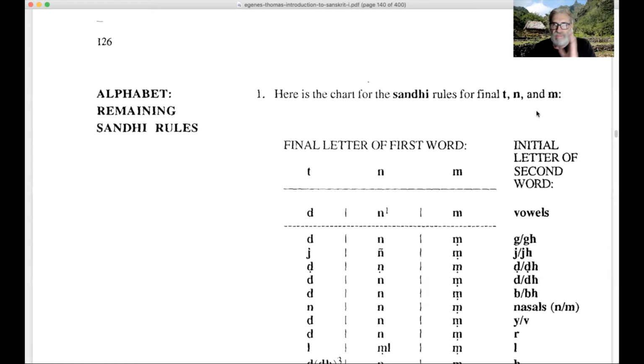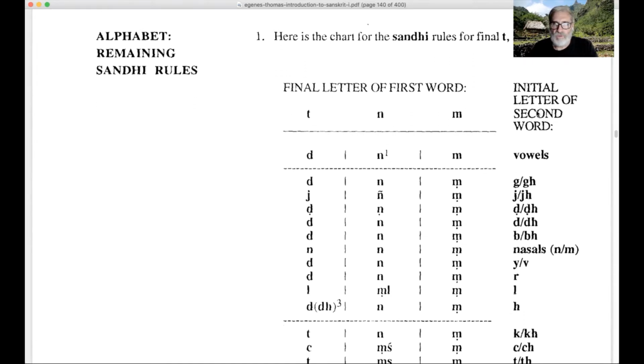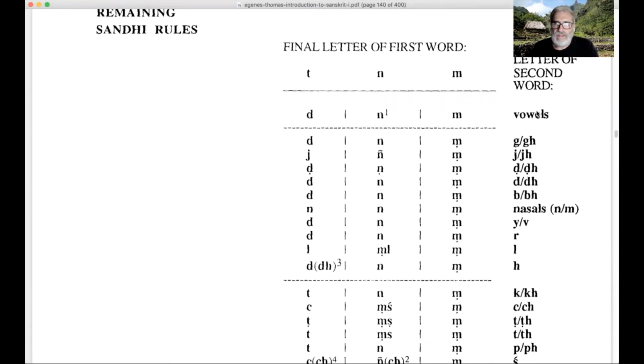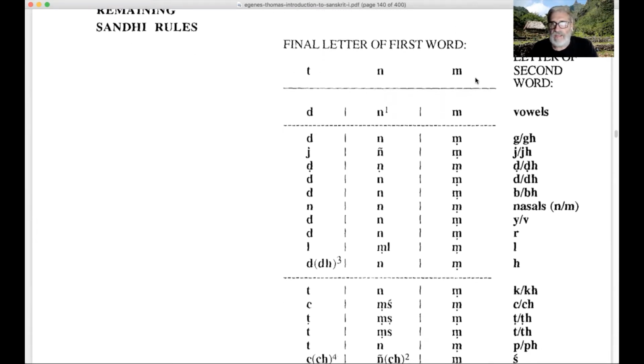Those letters ending, but not with the vowel, just the T and the N and the M, ending the first word, and then we have all the different letters that might begin the other word. So now, first, I'd like to have a look very quickly at the third column. So we have the T column, the N column, and the M column.